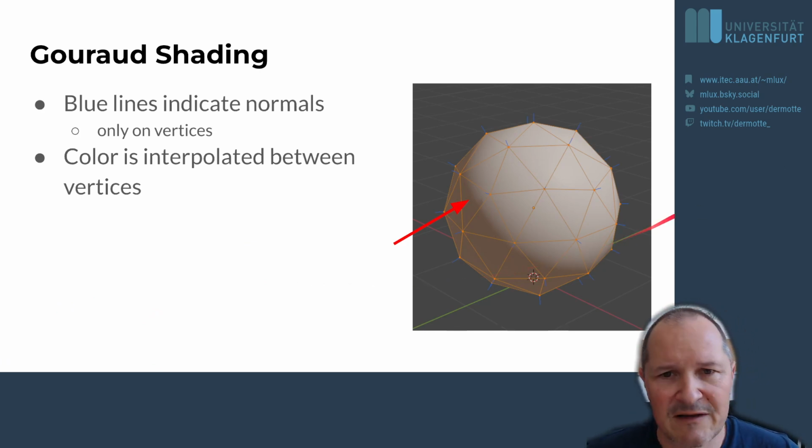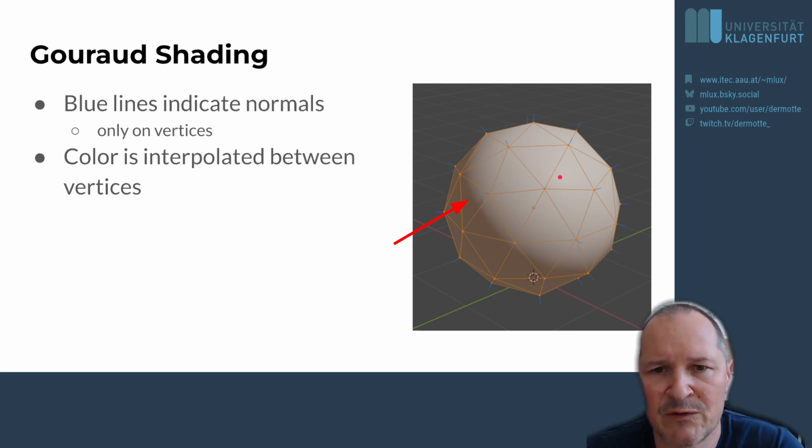So let's take a look at that. This is the same model, but the normals are now indicated differently with the blue lines. And as you can see, there is a blue line on each of the vertices. So how do you compute that?